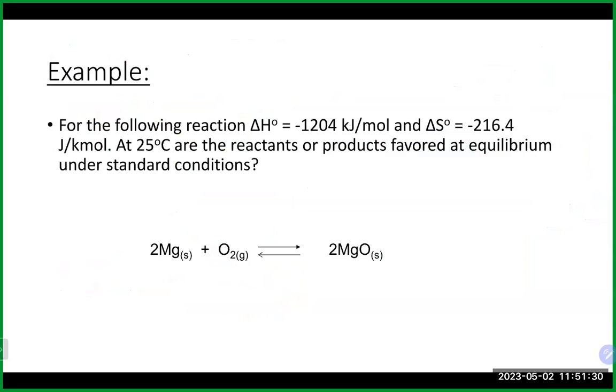All right, so let's try one here. For the following reaction, delta H is minus 1204, delta S is minus 216. Are the reactants or products favored at equilibrium under standard conditions here? Delta H is given to us, and we do have the delta S given to us. So once again, we're going to use the appropriate equation here to do that.